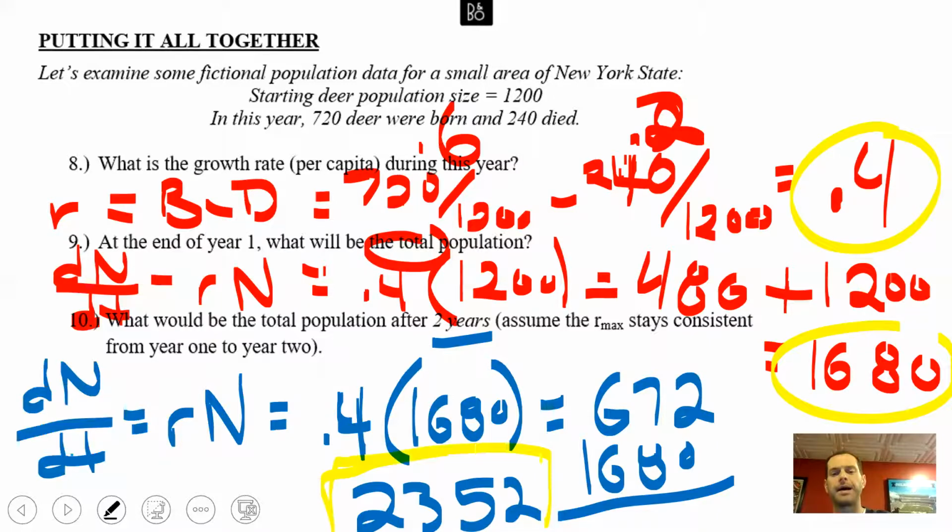So if you're wondering, well, how did I get question 10 wrong? And lots of you did, is because I think what people did is they added like 672 twice, not realizing that the population is going to go from 1200 to 1680 to 2352. And again, the reason why that works the way it works is because of the fact that this value here has to be moved over.